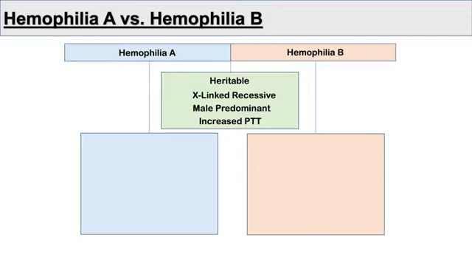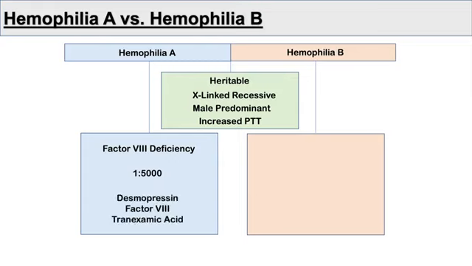However, where they differ is that hemophilia A is due to a factor 8 deficiency. It's a more common condition as well, so it occurs in about 1 in 5,000 males. And it can be treated with desmopressin for mild forms of hemophilia A, factor 8, and tranexamic acid. Hemophilia B is due to a factor 9 deficiency. It is a more rare condition, so it affects about 1 in 30,000 males. And you use factor 9 for treatment and tranexamic acid as well.